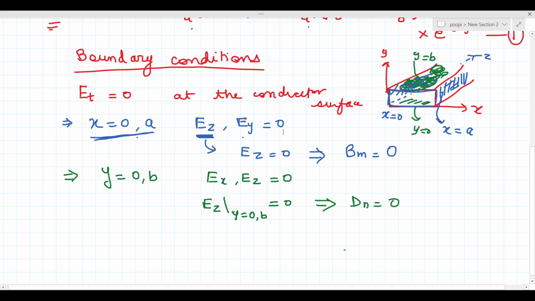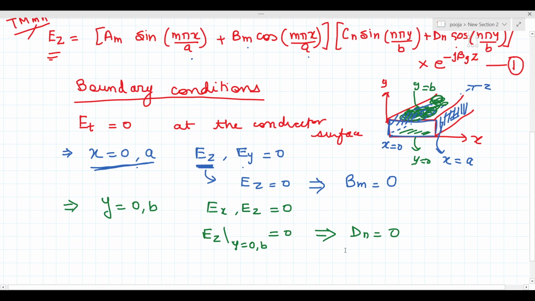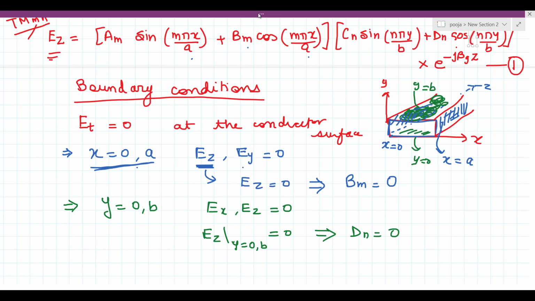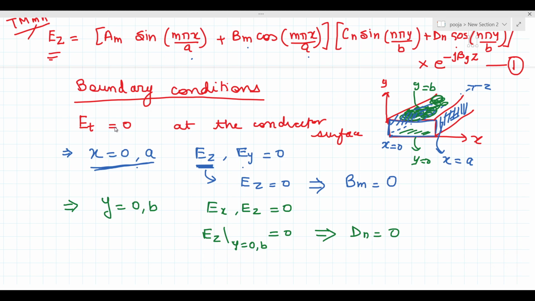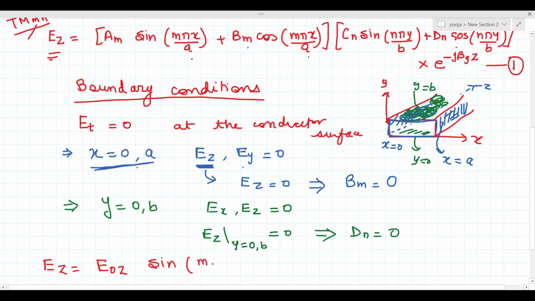So Ez will be only which component? Ez should be the sine term only. Okay, so this is the final value of Ez. Ez is E0z sine(m pi x by a) sine(n pi y by b) exponential of minus j beta g z.